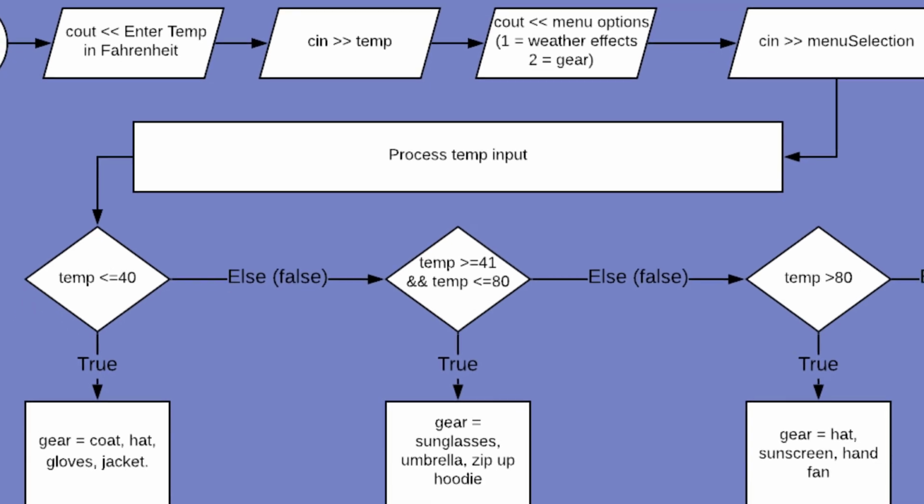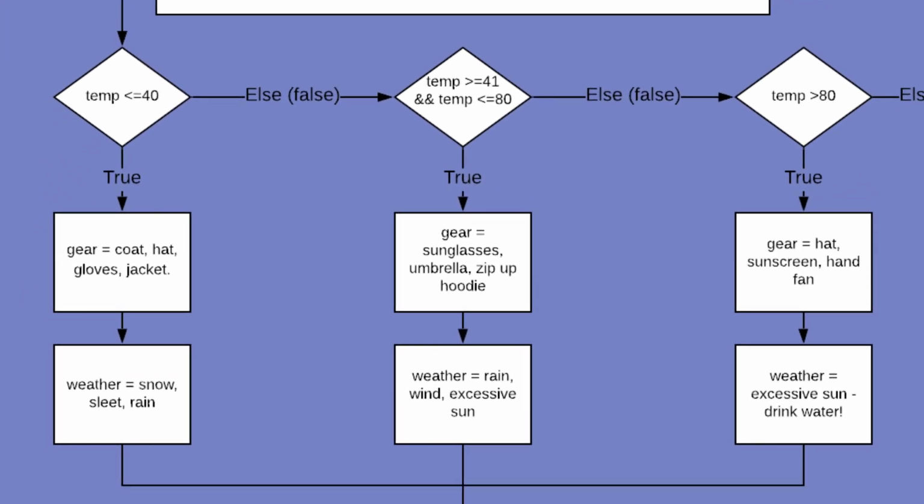Let's check out the conditions that we'll be evaluating the value of temp against. Our first statement reads, if it's true that the value of temp is less than or equal to 40, then initialize gear to coat, hat, gloves, and jacket, and initialize weather to snow, sleet, and rain.